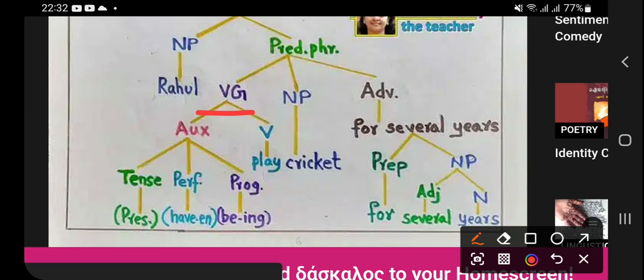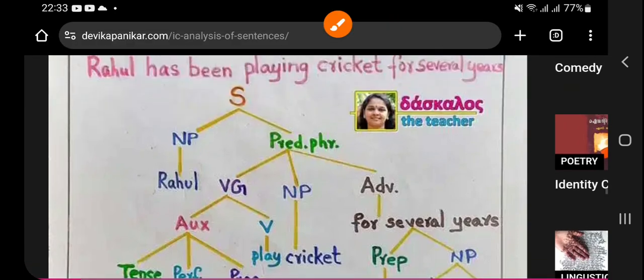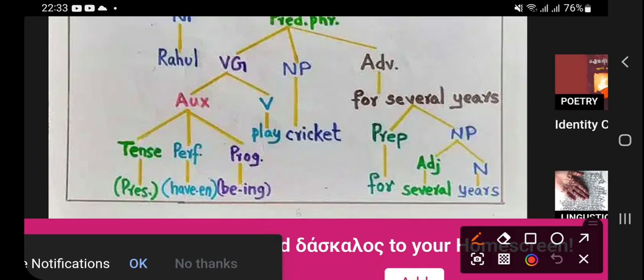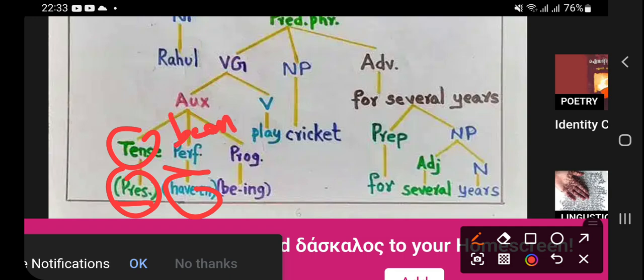In the verbal group, the sentence, I have to remember, is Rahul has been playing cricket for several years. Now Rahul has been playing. So has is present tense. Been is perfect. Playing: play is the verb, and this is ing. This way it is denoted. You have to learn how to write this. So this is progressive. So the verbal group is analyzed.